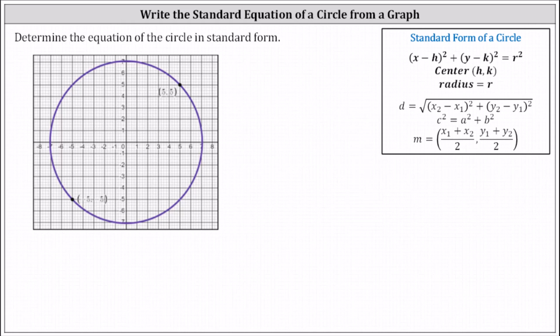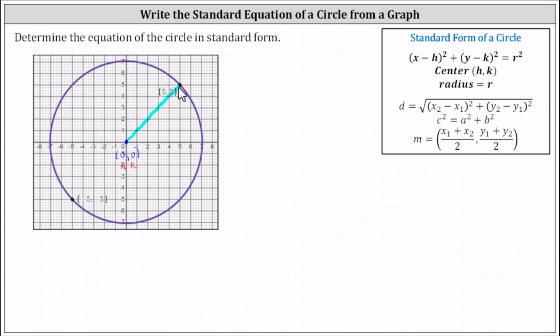Analyzing the circle on the left, notice the center is the origin, where the coordinates are (0, 0). This indicates that both h and k are equal to 0. And now we need to determine the radius. To determine the radius, we need to determine the distance from the center to a point on the circle. It's important that we do select a point on the circle, and therefore we'll use one of the two given points. The radius is the distance from the point (0, 0) to the point (5, 5).